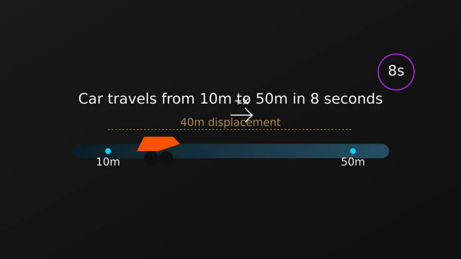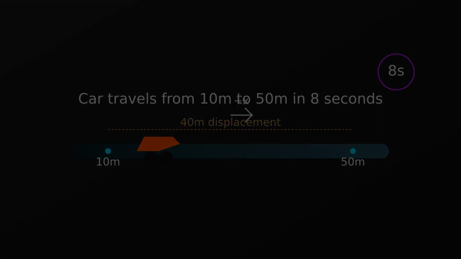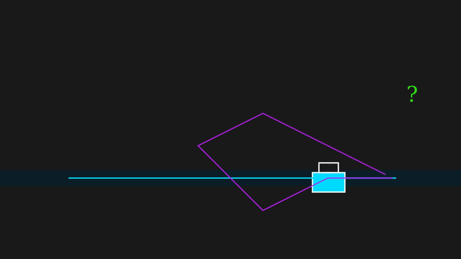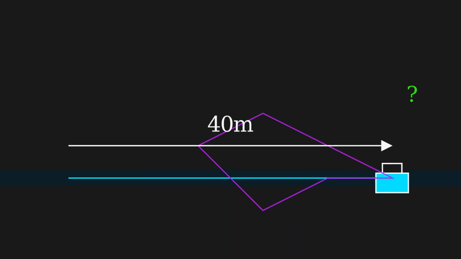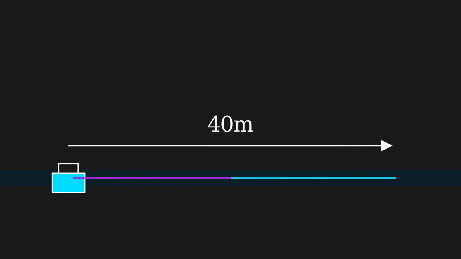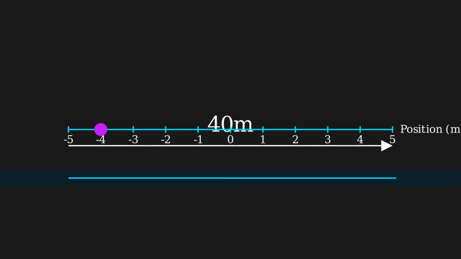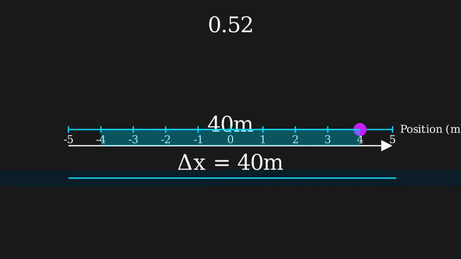Suppose a car travels from position 10 meters to 50 meters in 8 seconds. The displacement is 50 minus 10, that's 40 meters. Average velocity is 40 divided by 8, which gives us 5 meters per second in the positive direction. But here's the interesting part. What if the car had taken a detour? Maybe it backed up first, then went forward again to end up at the same final position. The displacement is still 40 meters, so the average velocity is still 5 meters per second.